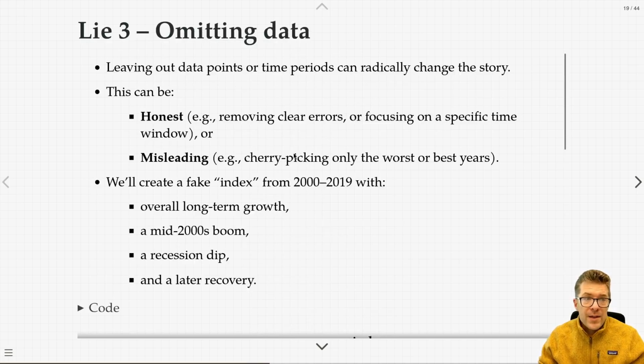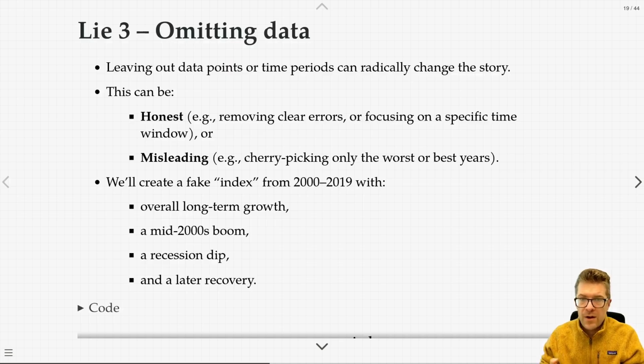Lie 3 is omitting data. Leaving out data points or time periods can also very drastically change the story. Sometimes this can be honest. Again, I don't want to say that things are always completely dishonest or always completely honest. Sometimes it's a mix of both. And sometimes you can even manipulate data, even in some of the ways I mentioned earlier, for good effect, to emphasize real signals.